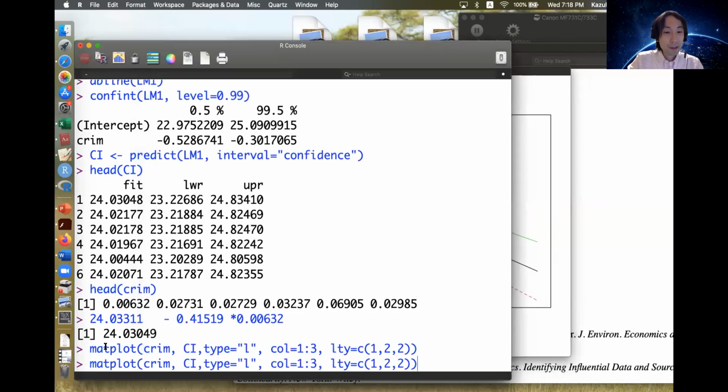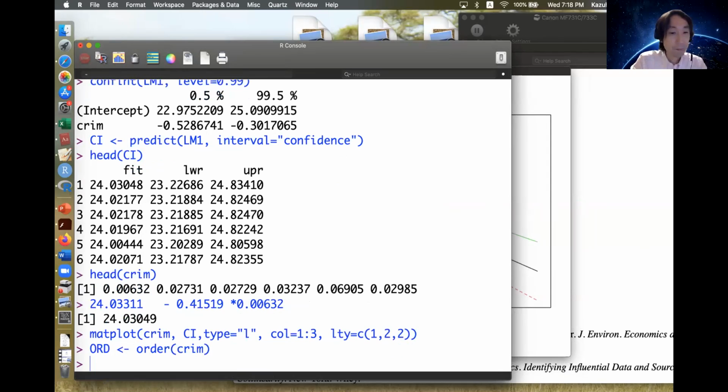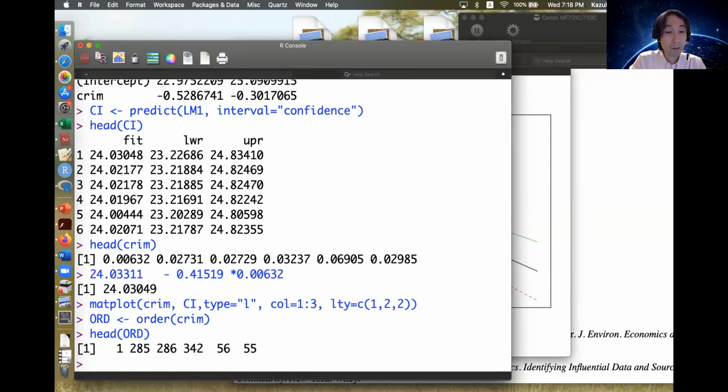To correct this, we can order the variable. We define the order of crime rate. You can see ORD. The first observation is actually the smallest, and the 285th observation is the second smallest.